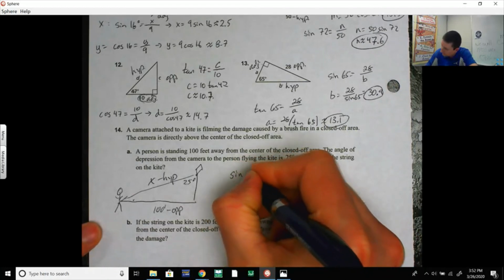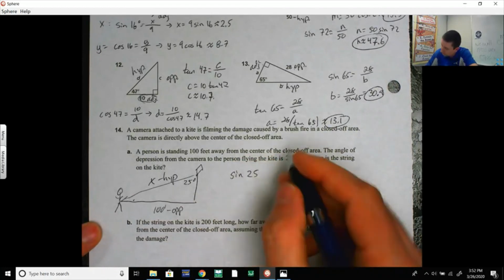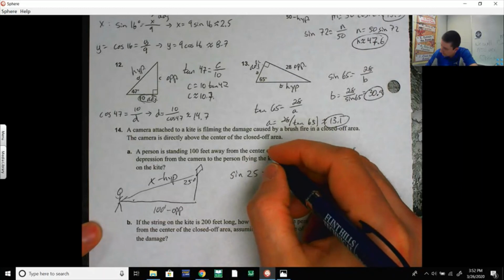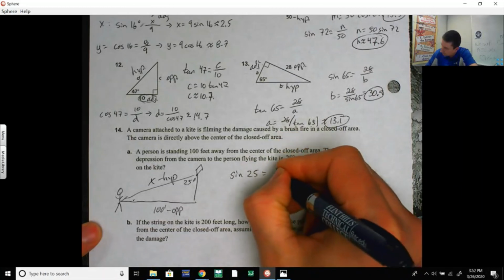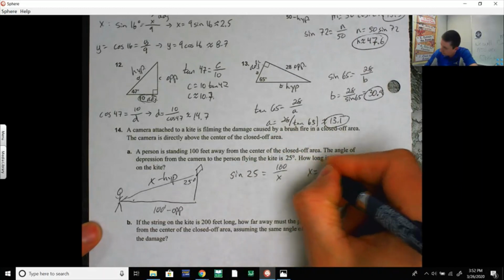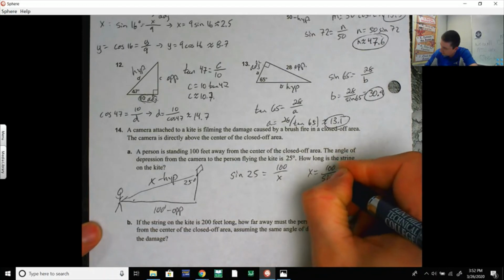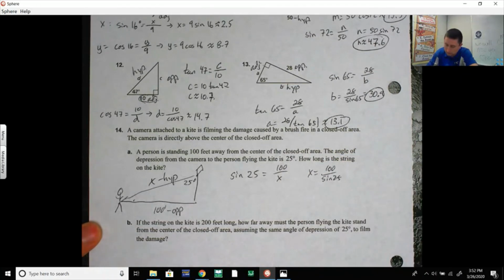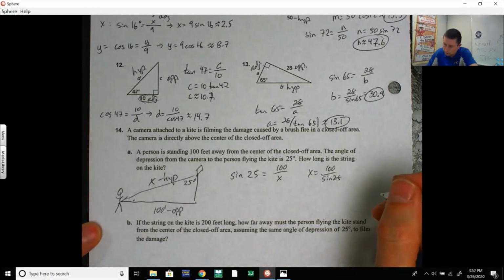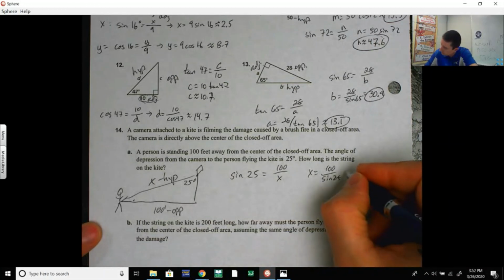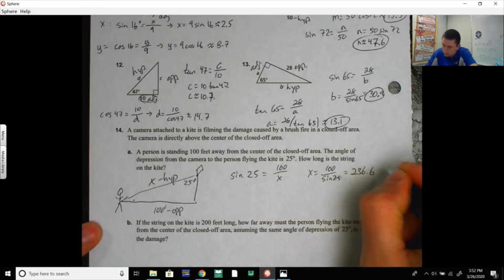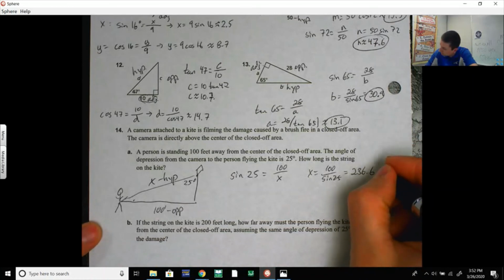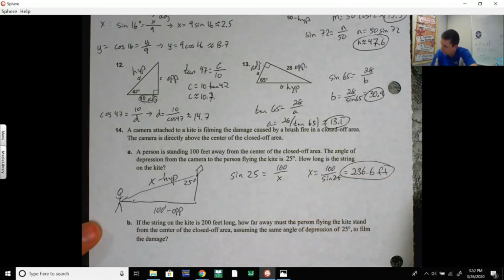that would be sine, opposite over hypotenuse, so the sine of 25 equals opposite 100 over hypotenuse. So x is 100 divided by the sine of 25, 236.6. Make sure you're doing this yourself also. That's how much string we have on this kite.